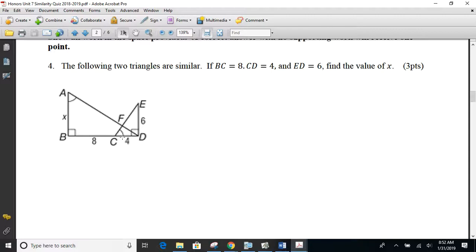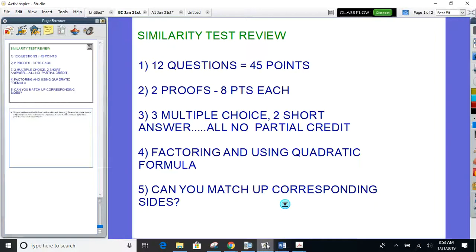And again, the number one thing is make sure you use full sides, not partial sides. Can't use the 8 anywhere. Cannot use the 8 anywhere. All right, so please be aware of that. We okay there? We know what I'm talking about with that one. Can you match up the corresponding sides? Make sure the congruent angles are smack on top of each other.